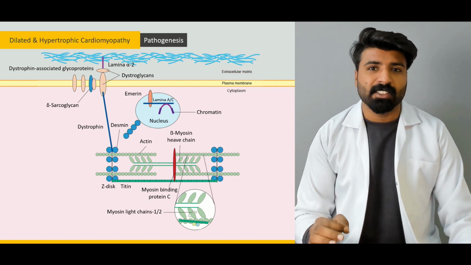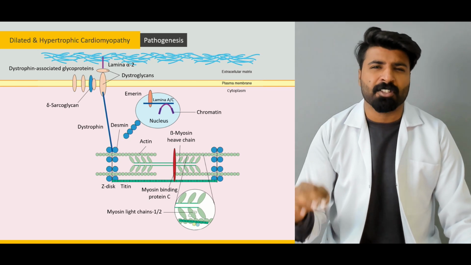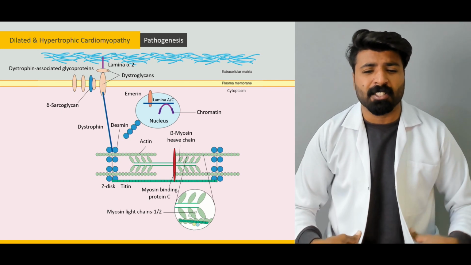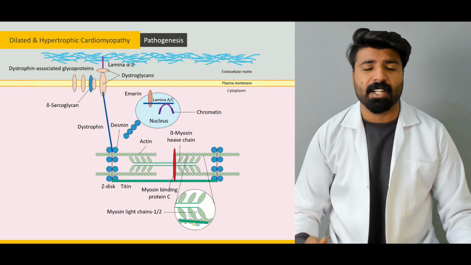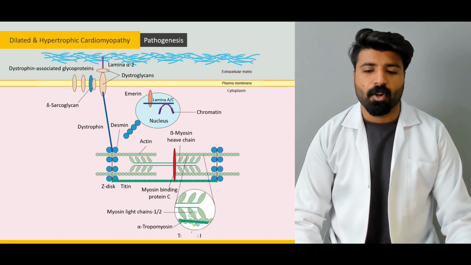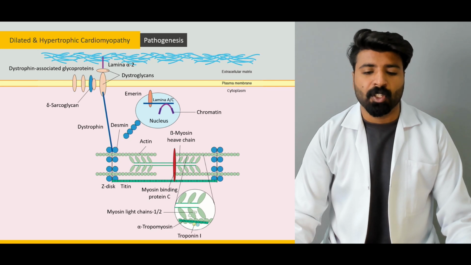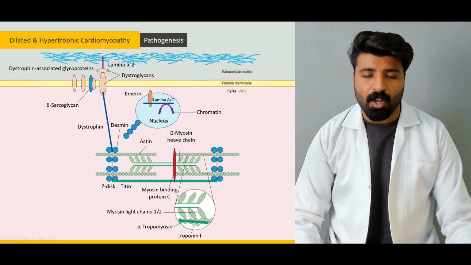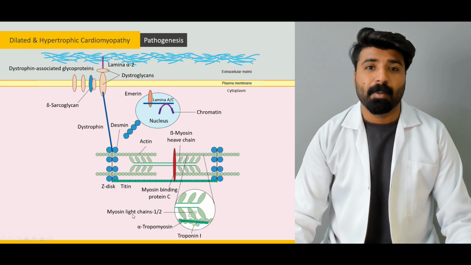And when those genes get affected which code for actin, myosin binding protein C or beta myosin heavy chains, they will lead to hypertrophic cardiomyopathy. It will also include tropomyosin, troponin I. All of these are coded by those genes which in turn, when they get affected, will lead to hypertrophic and dilated cardiomyopathies, both of them actually.